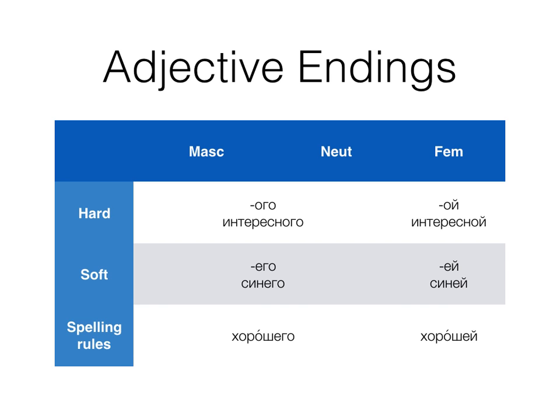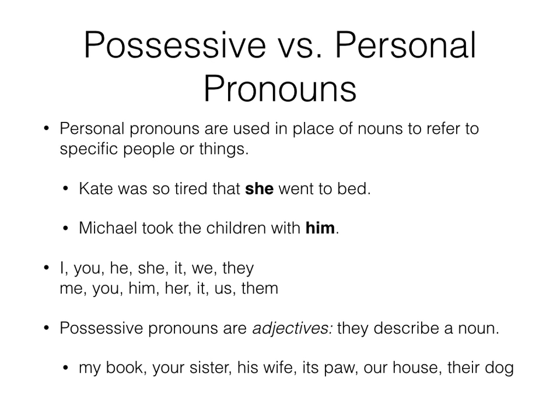Now we're going to turn our attention to the pronouns, but before we do that, I want to do a quick overview in English of possessive versus personal pronouns because I'm going to use those terms and I want to make sure you kind of know what they are. Personal pronouns are used in place of nouns to refer to specific people or things. So Kate was so tired that she went to bed instead of saying Kate went to bed. Michael took the children with him. So they replace a noun. You can take the noun out of a sentence and use a pronoun in its place.